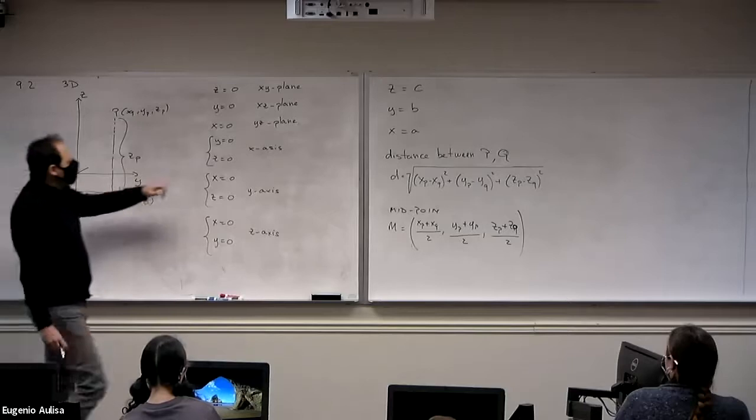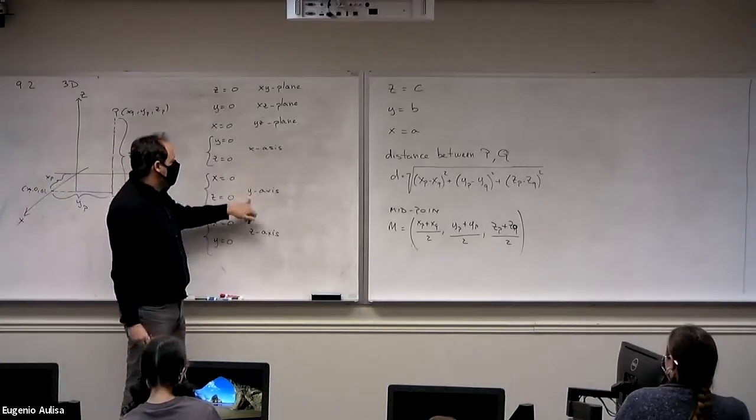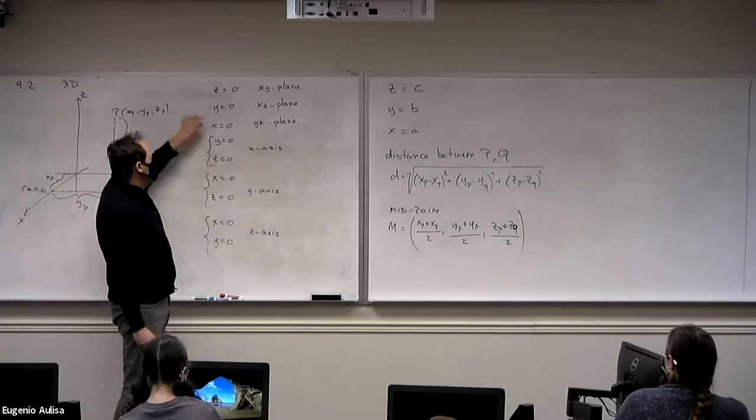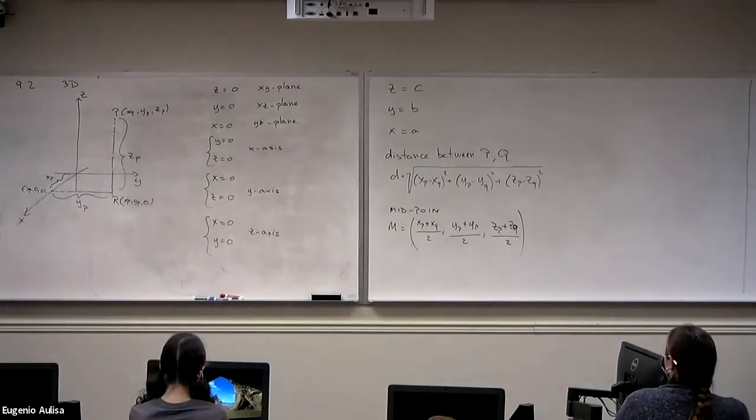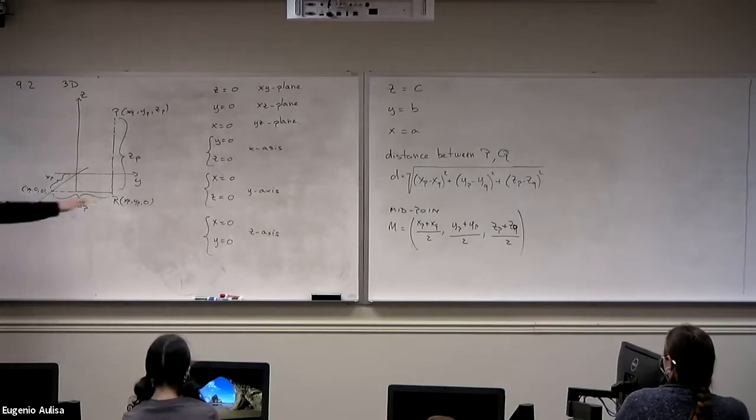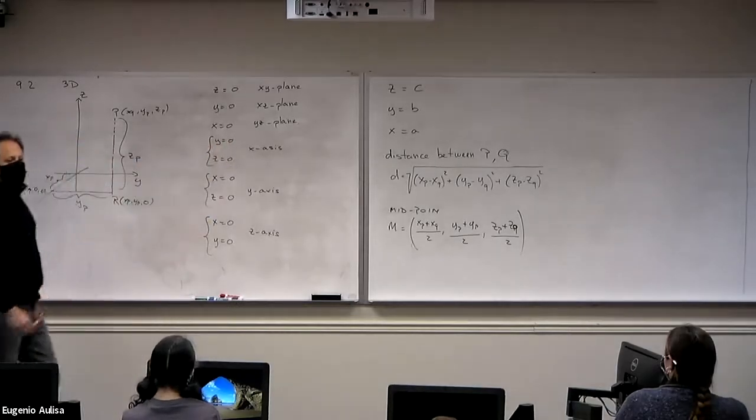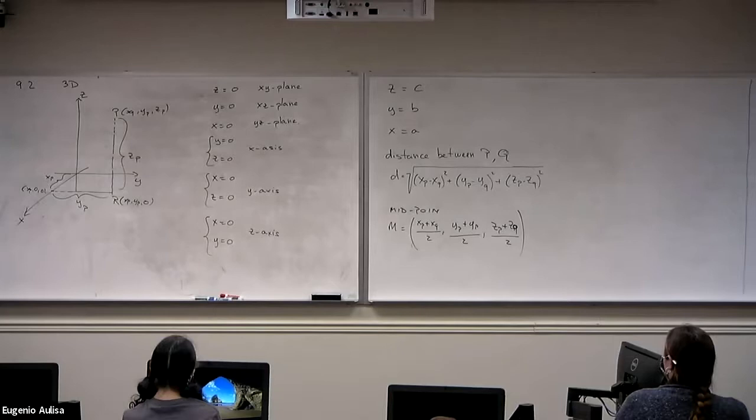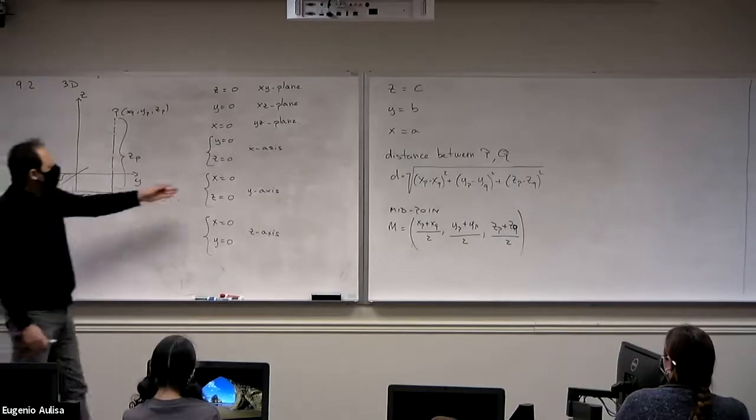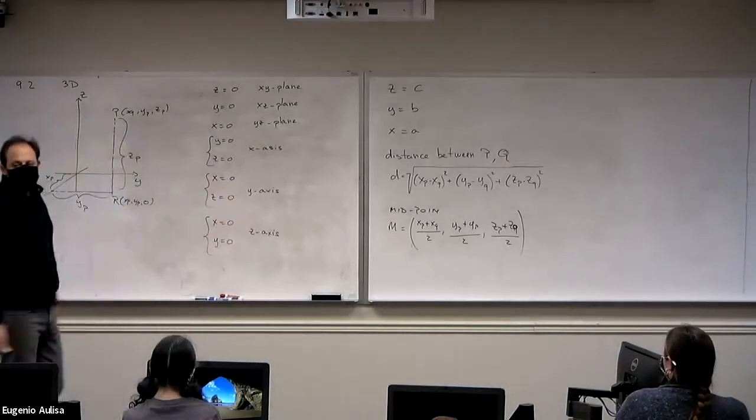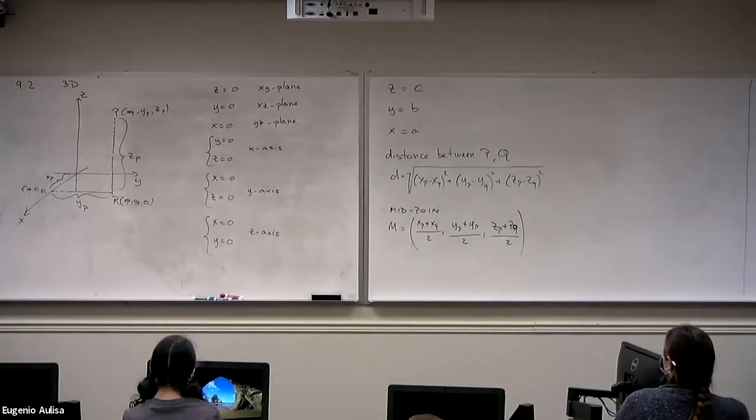Then, in order to get the reference axes, the x-axis, y-axis, z-axis, we made a system of equations between the reference planes. And the x-axis is the intersection between y equal to 0 and z equal to 0, the intersection between these 2 planes. And so this is how you represent the x-axis in 3D. Similarly, we have the y-axis and the z-axis as intersections of the reference planes.